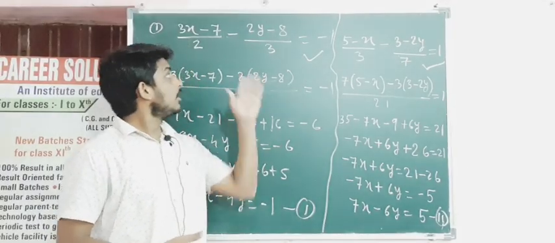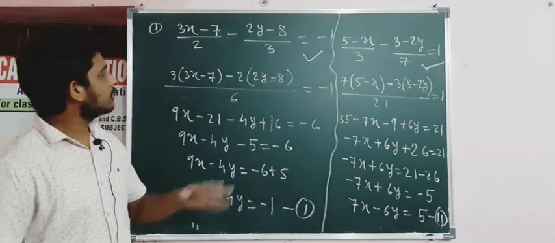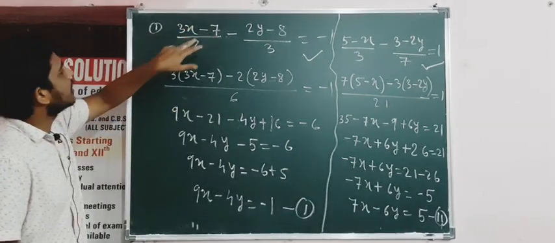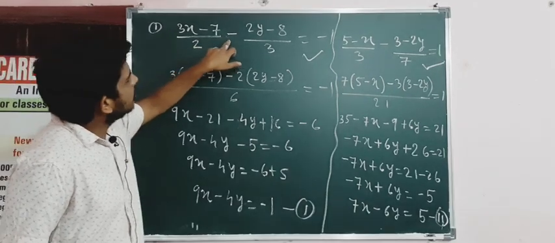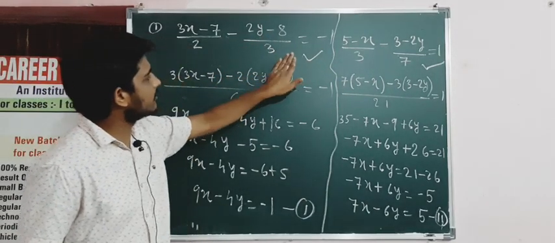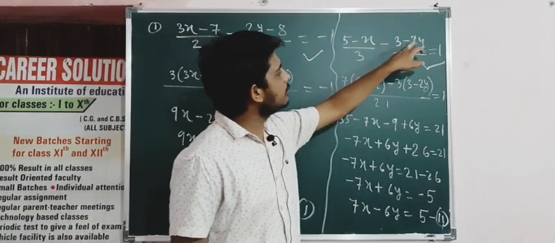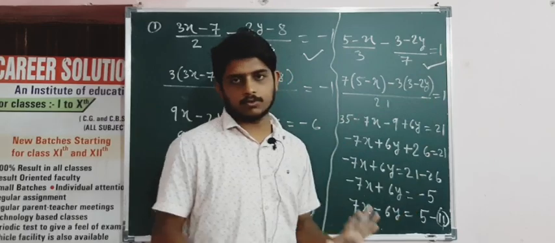Okay students, so this is the second question. Again I have two equations. The very first equation is (3x minus 7) upon 2 minus (2y minus 8) upon 3 is equal to minus 1. This is the first equation. And (5 minus x) upon 3 minus (3 minus 2y) upon 7 is equal to 1.